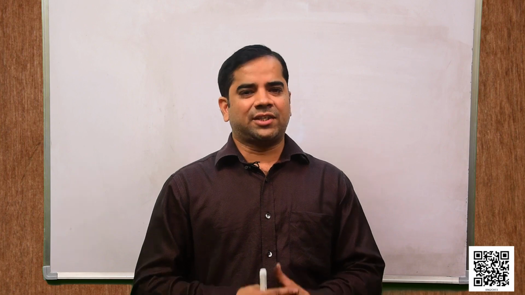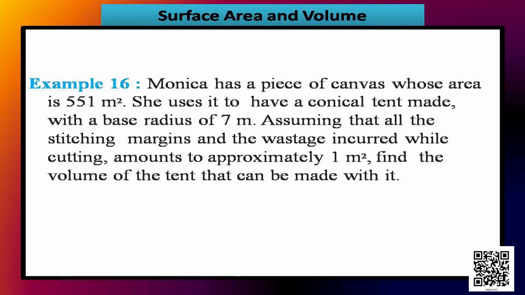Students, let us now discuss example 16. It says, Monica has a piece of canvas whose area is 551 meters square. She used it to have a conical tent made with a base radius of 7 meter. Assuming that all the stitching margins and the wastage incurred while cutting amounts to approximately 1 meter square, find the volume of the tent that can be made with it.